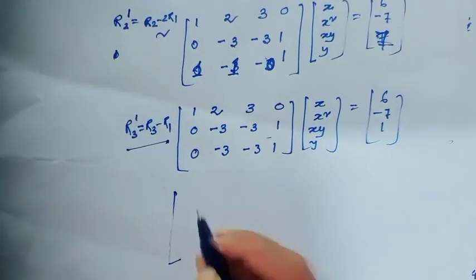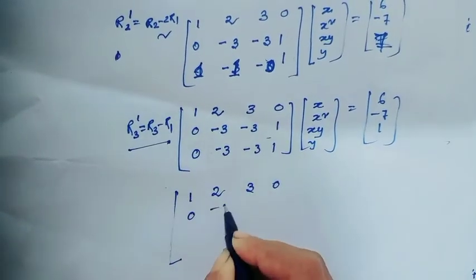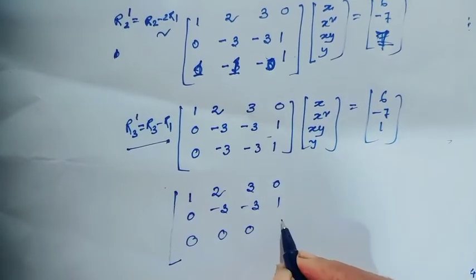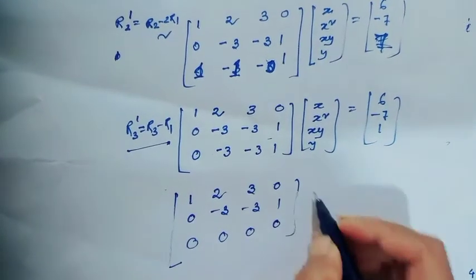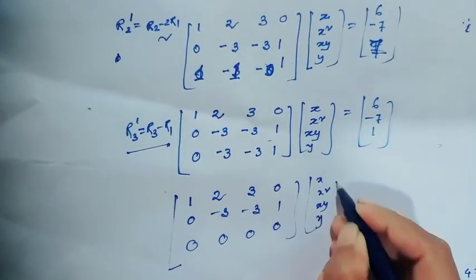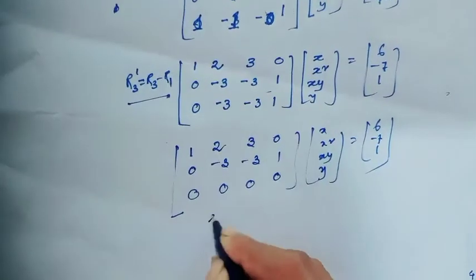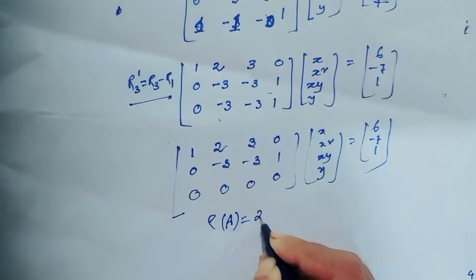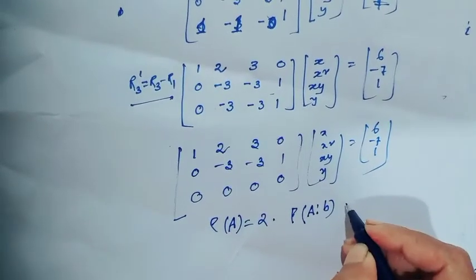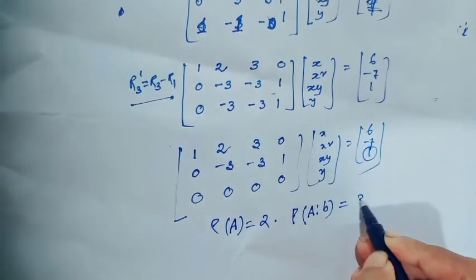So the third row would be 0, because these two rows, second row and third row, are actually equal, equal to 6, minus 7, 1. That means the rank of the matrix A equals 2, but the rank of the augmented matrix, notice here since it is non-zero, that means equals 3.